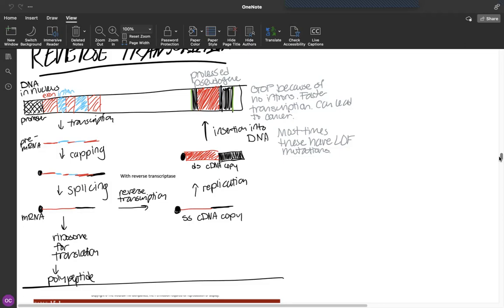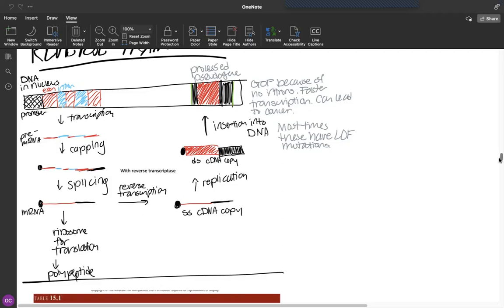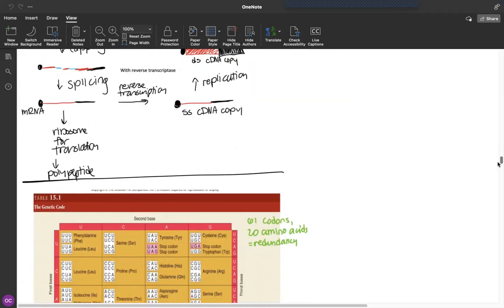And this can be bad because this would be gain of function. Since mRNA has been processed, we've taken out the introns. So there's no introns, meaning there's faster transcription, which can actually lead to cancer because we can create proteins faster and faster. But luckily, most times, these processed pseudogenes have loss of function mutations, making them non-functional, and that's a good thing to prevent the chaos and the mess.